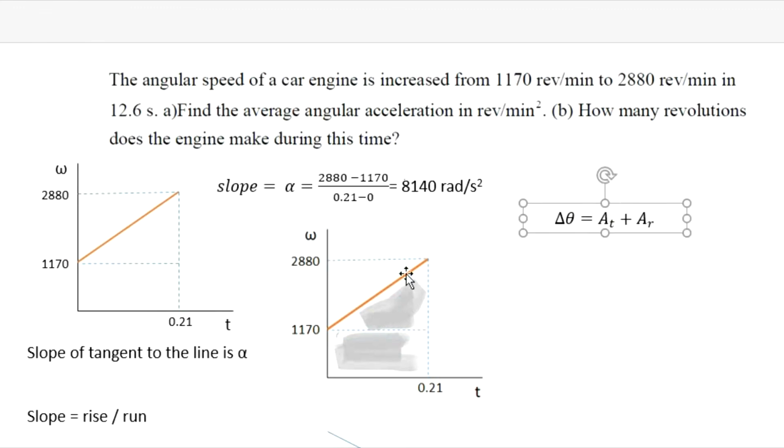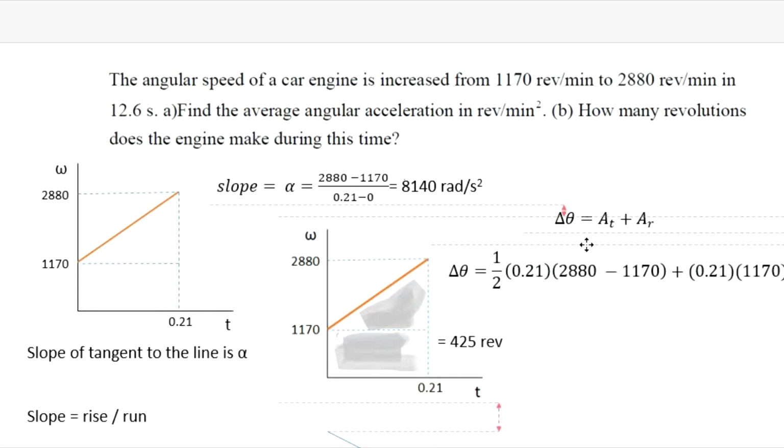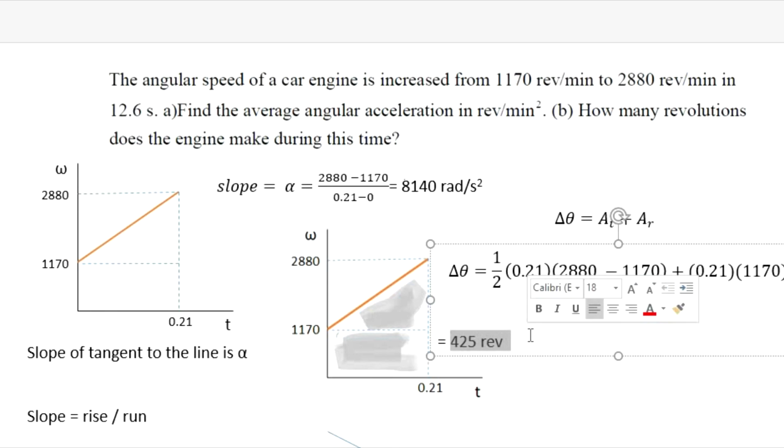We know that the area is just the area of the triangle here and the area of the rectangle, and substituting values we still obtain the same result as we did in the previous video.